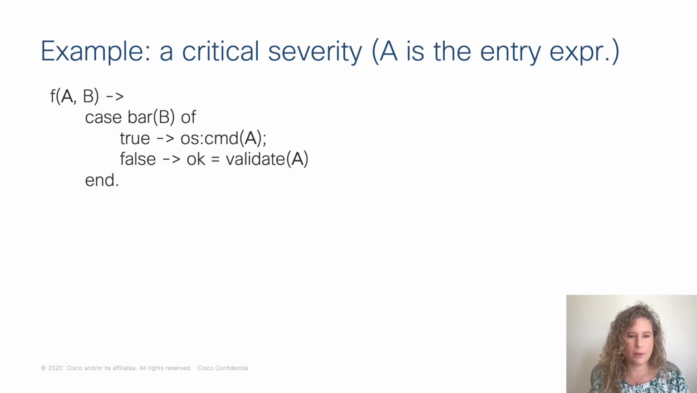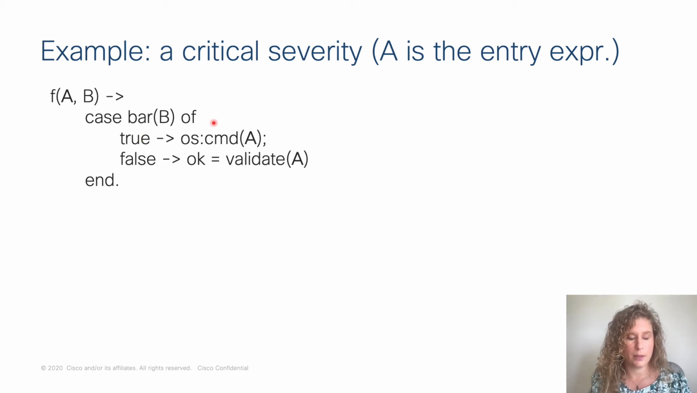Alright, so let me show you how the algorithm works. In this example, A is the entry expression, and the reachable vulnerability is OS command. So we start from OS command, and we walk backwards on the execution path. First we get to the true pattern, and we see that this is not against the value of A.